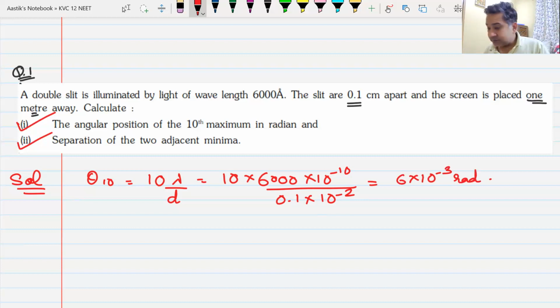To find the separation between two adjacent minima, it is equal to the fringe width, my dear friends. So it is lambda D by small d. Yes or no? Yes, sir. Just do it.